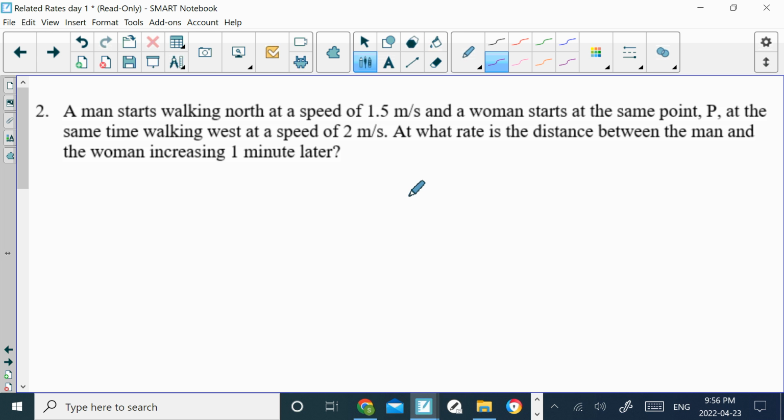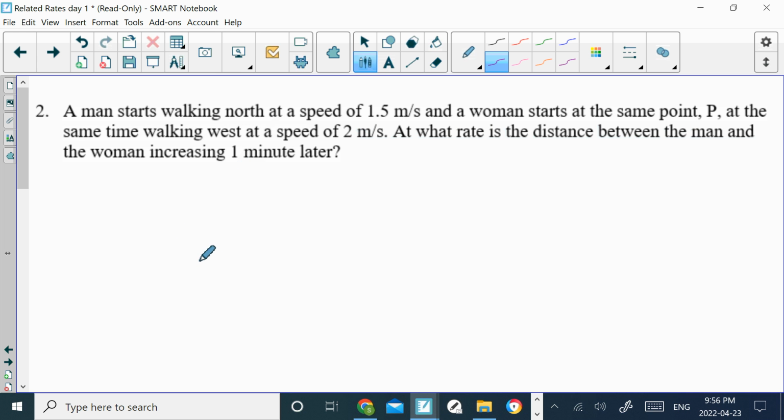Okay, this problem says that a man begins walking north at a speed of 1.5 meters per second, and a woman starts at the same point P, and she begins walking west at a speed of 2 meters per second. At what rate is the distance between the man and the woman increasing 1 minute later?